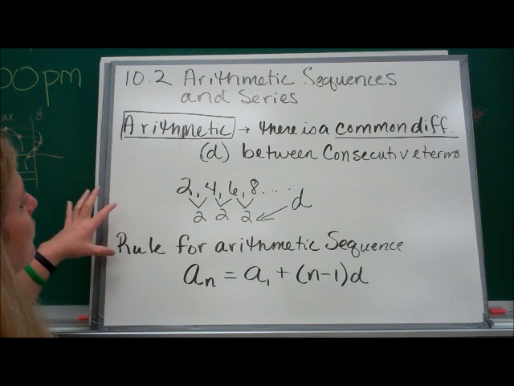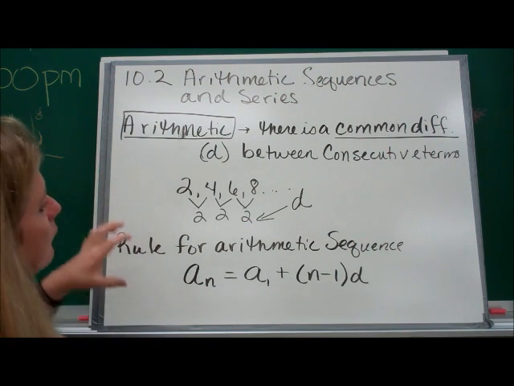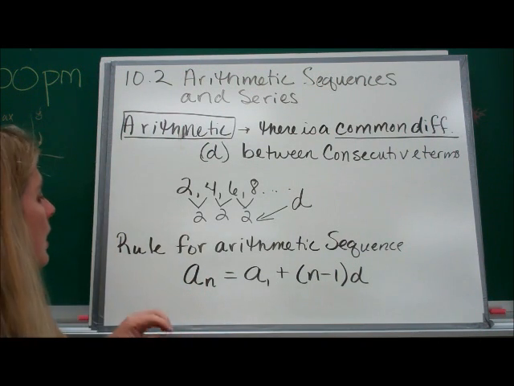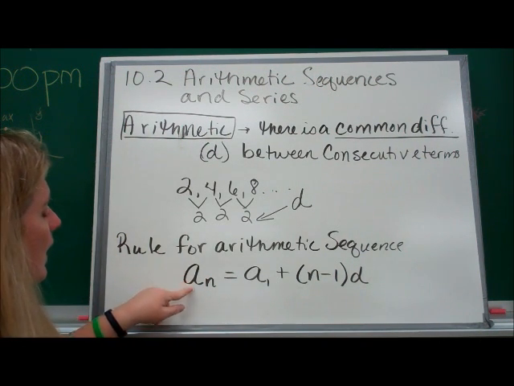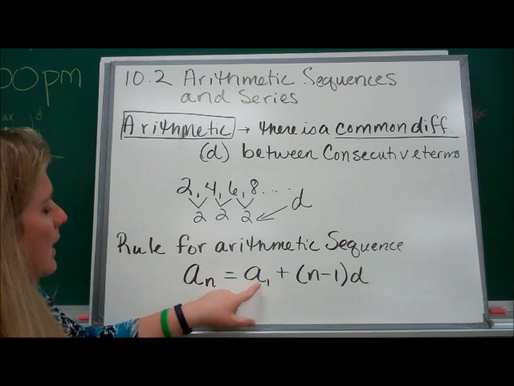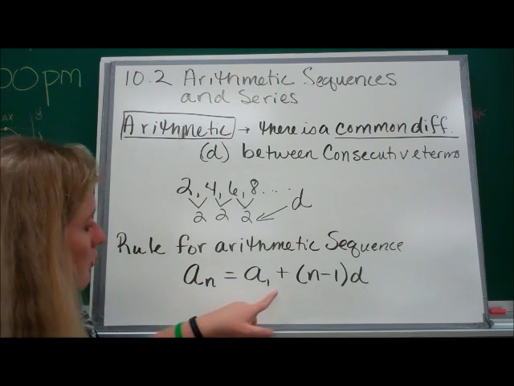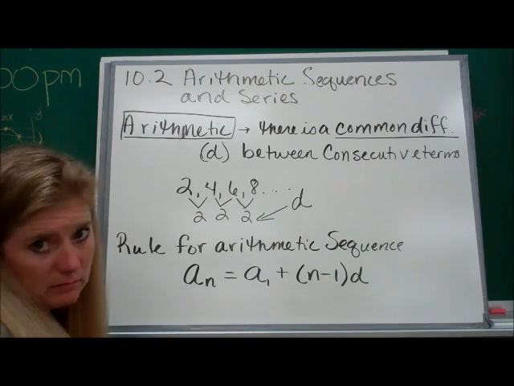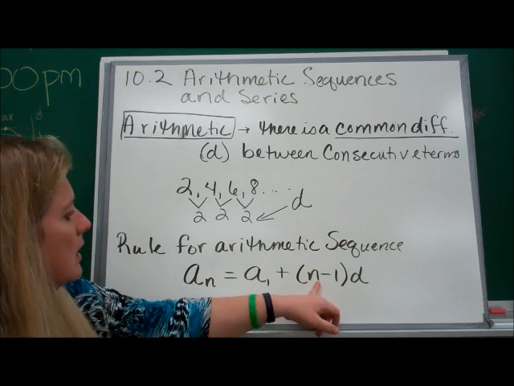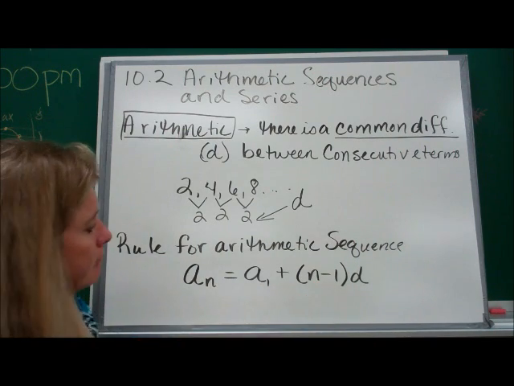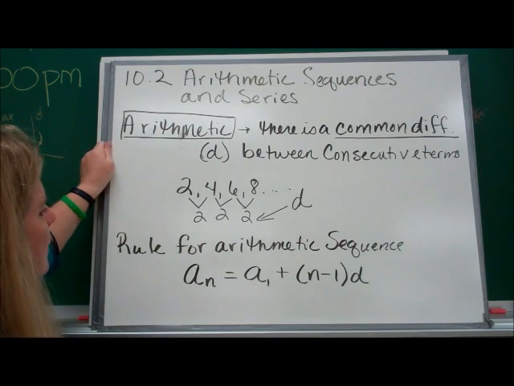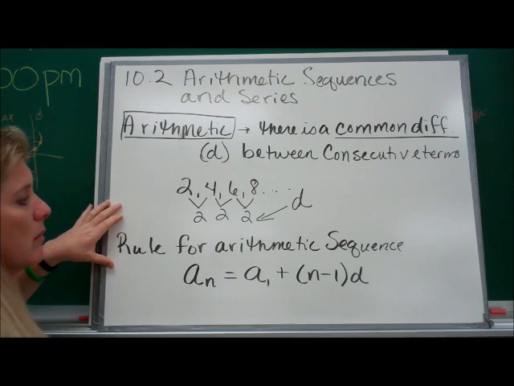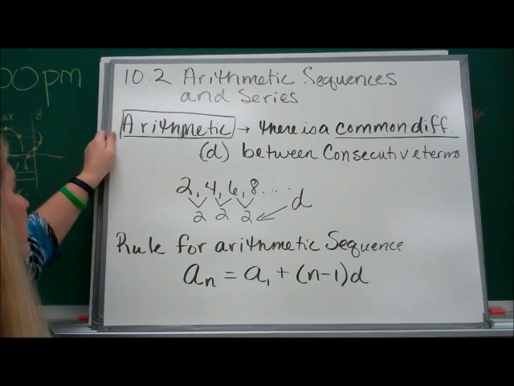So to write the rule for an arithmetic sequence, the nth term is going to equal a sub 1, which is the first term, plus n minus 1 times d, where n stays n. This is finding your nth term if you have an arithmetic sequence.